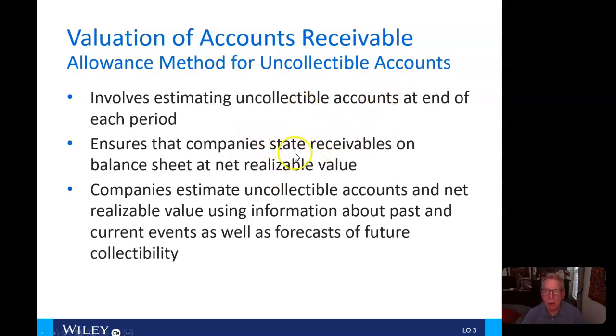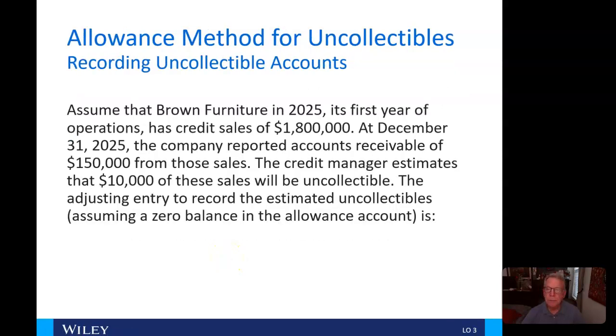Now, the allowance method involves estimating uncollectible accounts at the end of each period, as the case may be, that ensures that the company states receivables on the balance sheet at their net realizable value. Key terminology here, net realizable value. Companies estimate uncollectible accounts and net realizable value using past and current events, as well as forecasts of future collectability. Okay, let's look at how we do that.